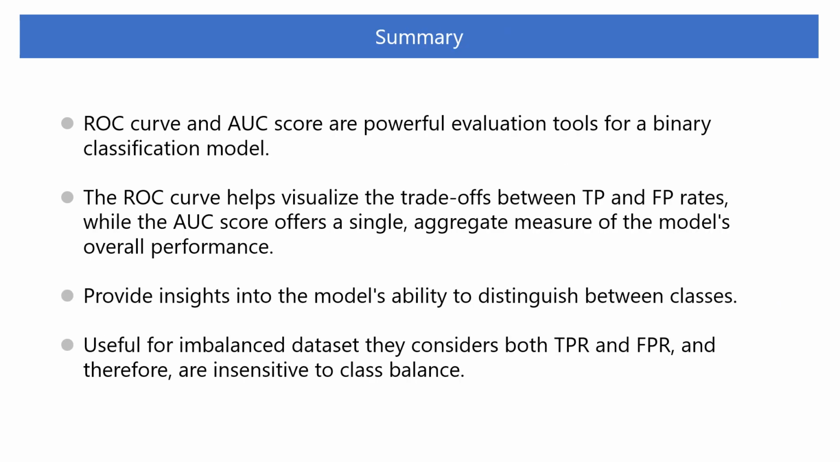In summary, the ROC curve and AUC score are powerful evaluation tools for a binary classification model. The ROC curve helps visualize the trade-offs between true positive and false positive rates, while the AUC score offers a single aggregate measure of the model's overall performance. They provide insights into the model's ability to distinguish between classes. Besides, they are useful for imbalanced datasets because they consider both TPR and FPR, and therefore are less sensitive to class imbalance.